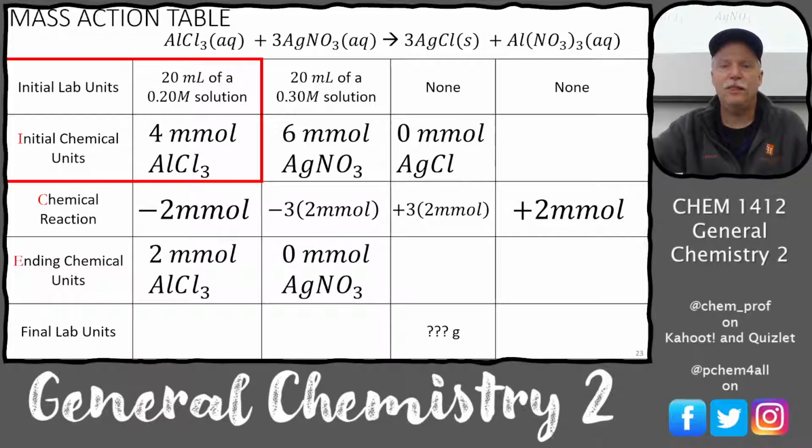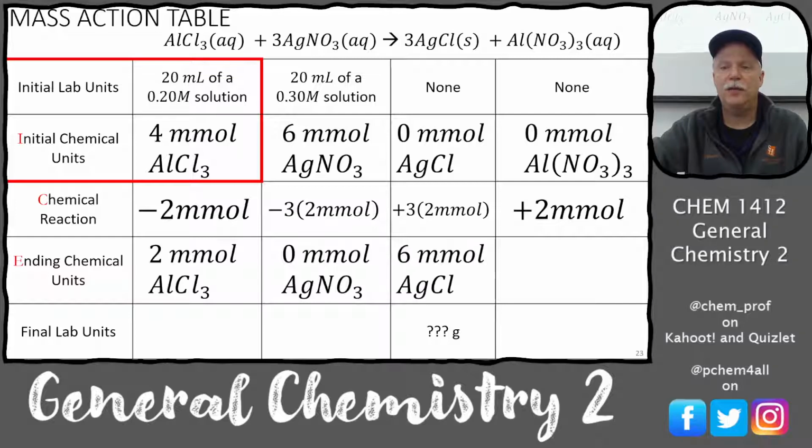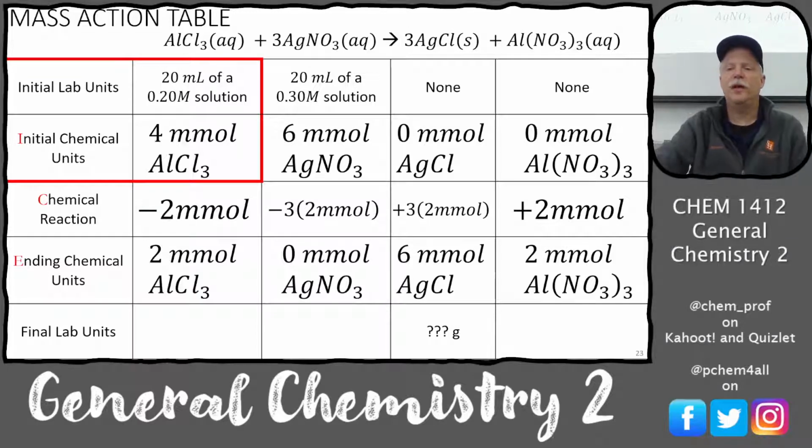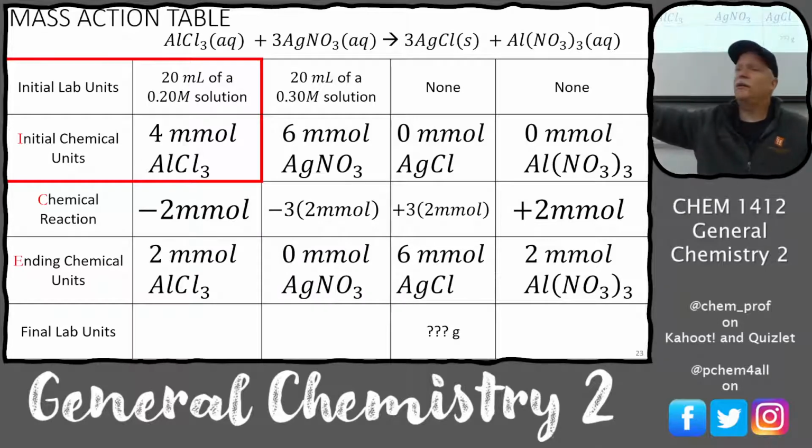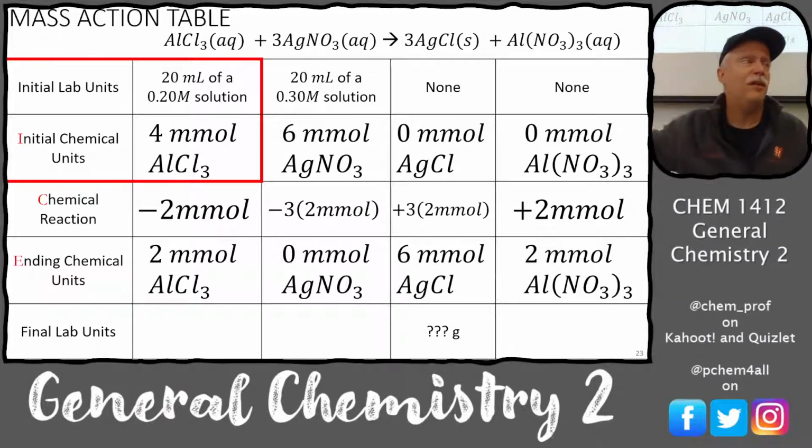Okay, we started out with 0 millimoles of silver chloride and 0 millimoles of aluminum nitrate. And so we're going to end up with 6 millimoles of silver chloride at the end and 2 millimoles of aluminum nitrate. So that's pretty easy. Boom, boom, boom. I've got everything in the final situation.